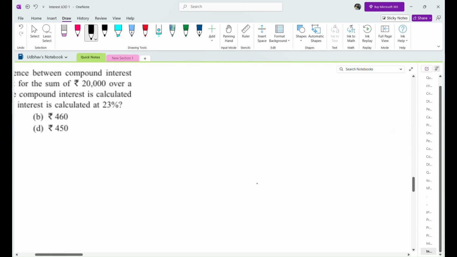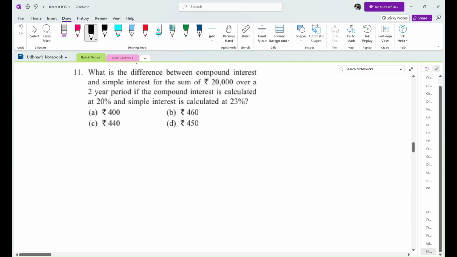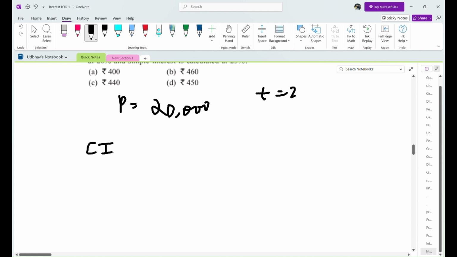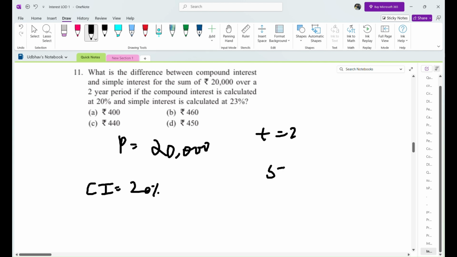If the rate was same, then we could just use that formula, but here the rate is not same, so we cannot use that formula, right? We have to find it. What is the difference between compound interest and the simple interest for the sum? Sum is same. Sum is going to be 20,000 for both. Total time is 2 years and compound interest is calculated at 20% and simple interest is calculated at 23%.